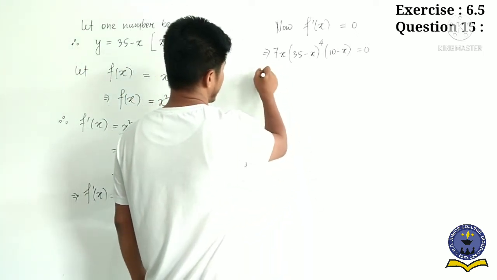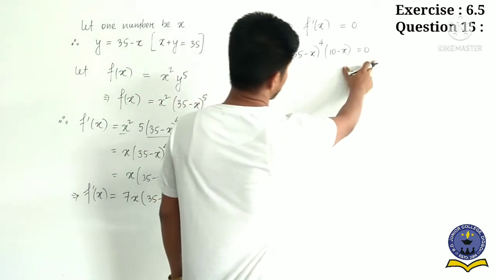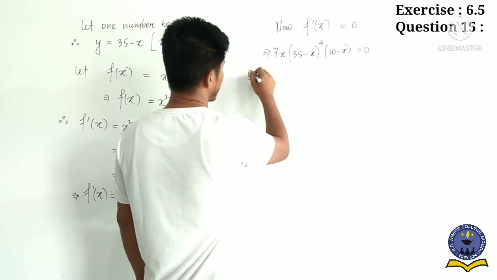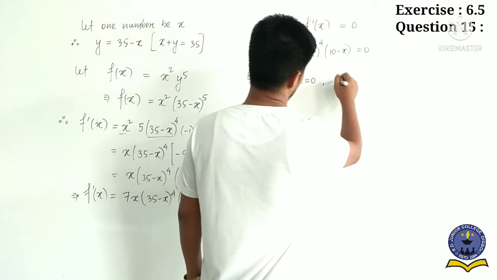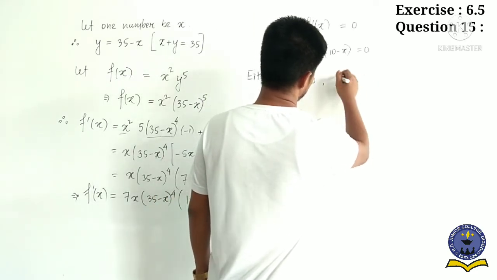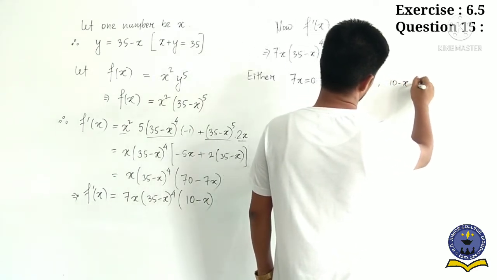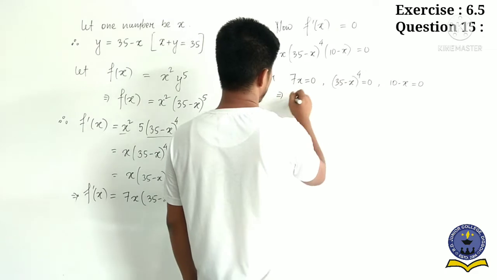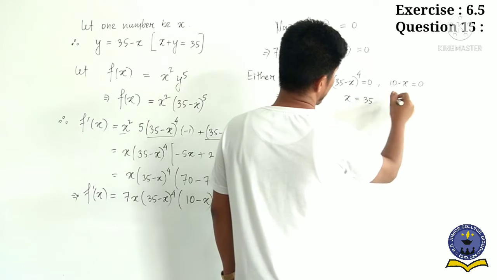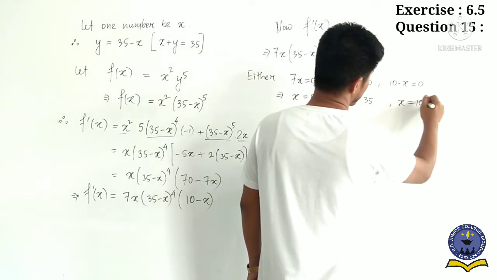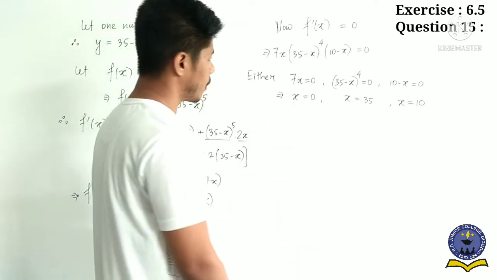Okay, now from here, easily we can compare, no need to write, because their multiplication is equal to 0, so that's why we write here either 7x equal to 0 or 35 minus x to the power 4 equals to 0 or 10 minus x equals to 0. And from here we get x equals 0, here we get x equals 35, and here we get x equals 10. Is it clear? I hope all of you understood this. Up to this, all of you understood this one.